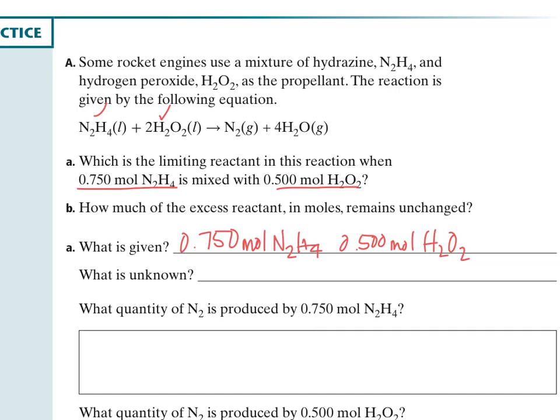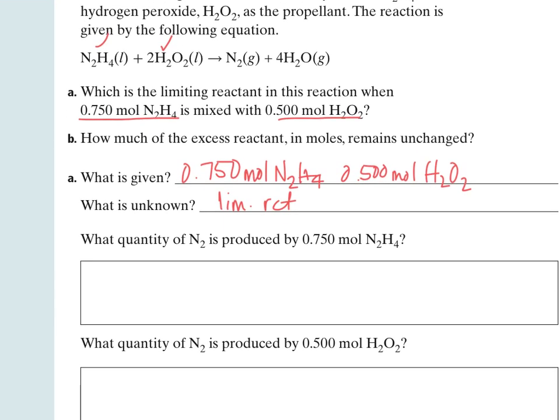So what is unknown? What's unknown is the limiting reactant. So here's where it's pushing us to look at. In the box here, it says what quantity of N2 is produced by this much of that hydrazine. Where is N2 in your chemical reaction? The product. On the product side.